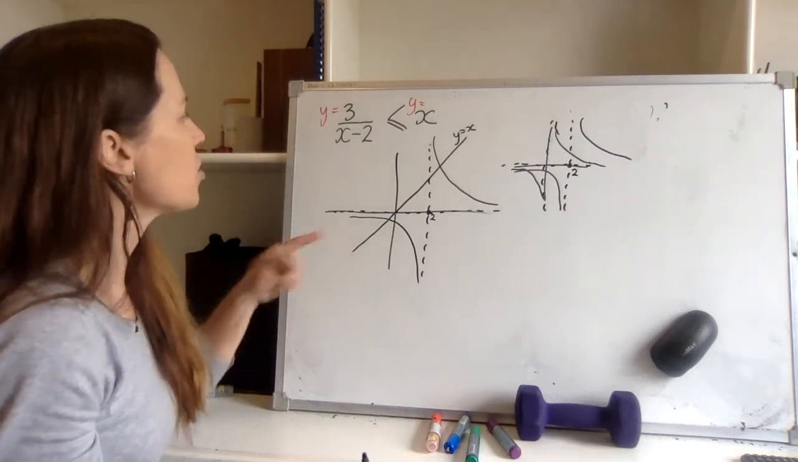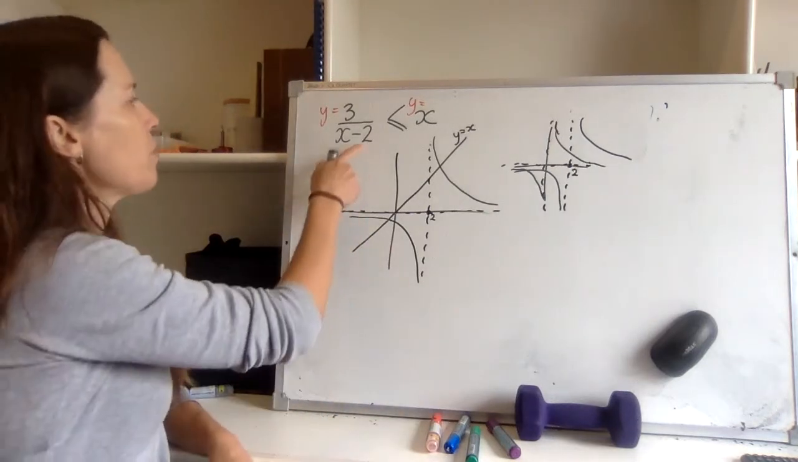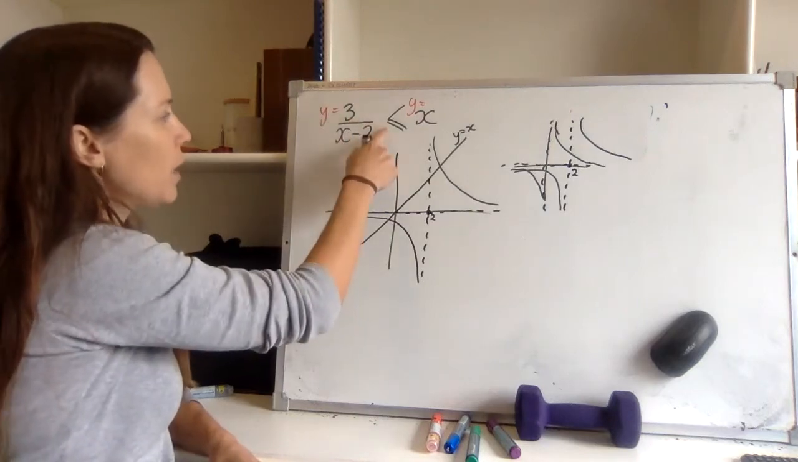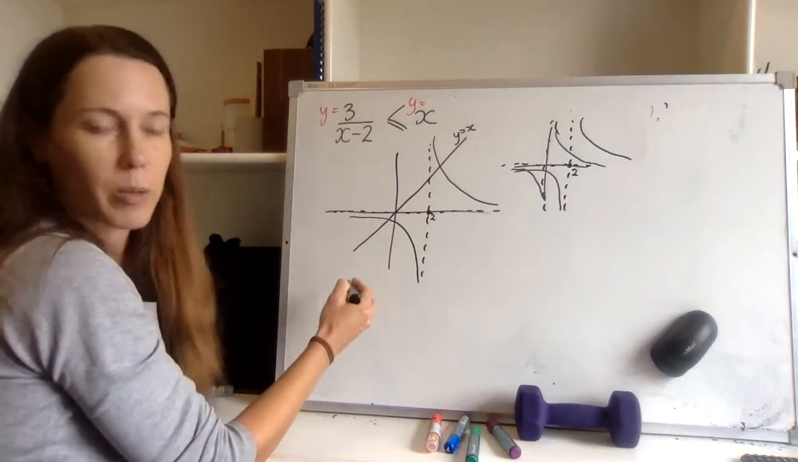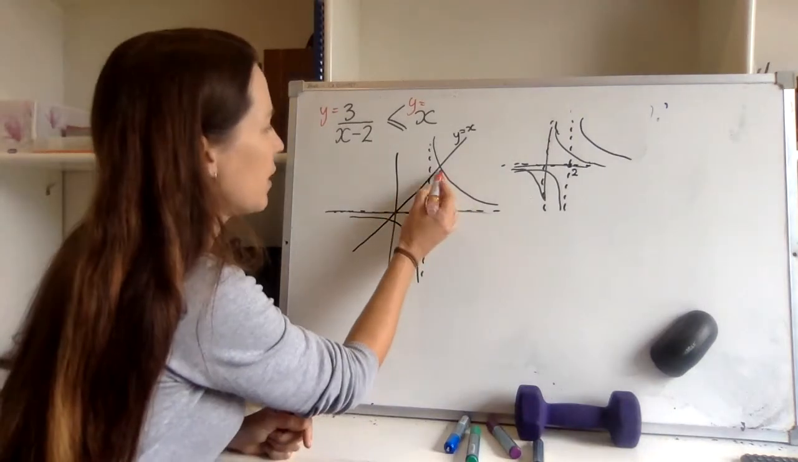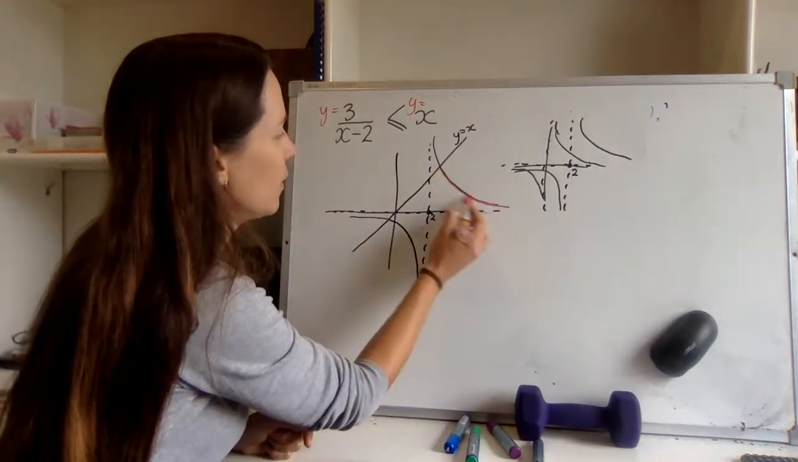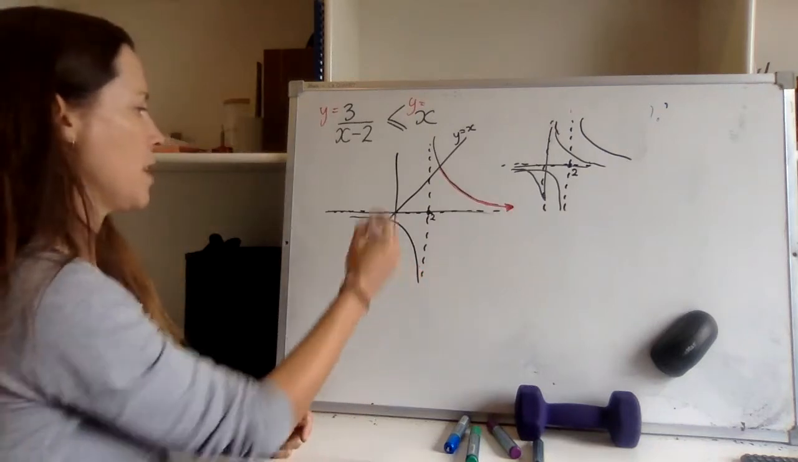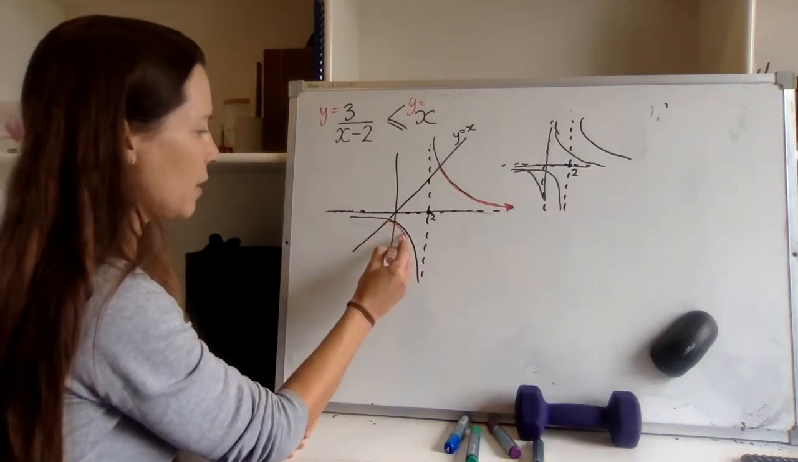Now, which sections do I want? Well, I want to find where my hyperbola is sitting below my line y equals x. So let's use another colour to just highlight where that's happening. It's happening here and onwards forever. And it's also happening here.